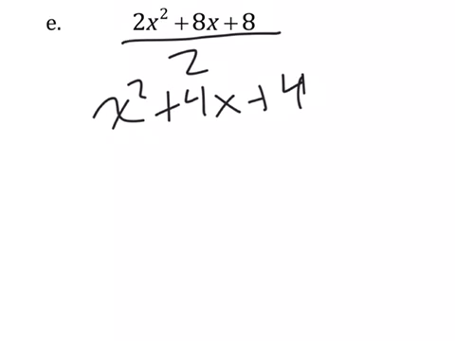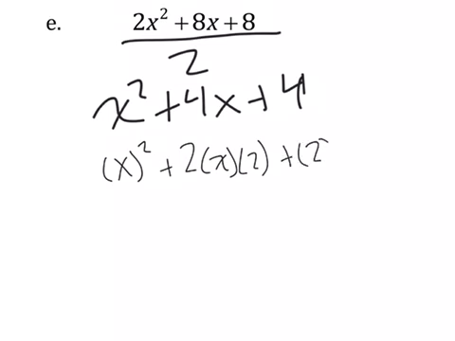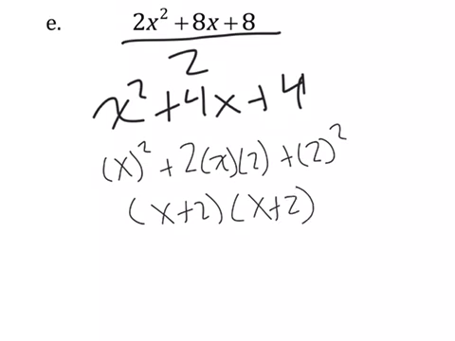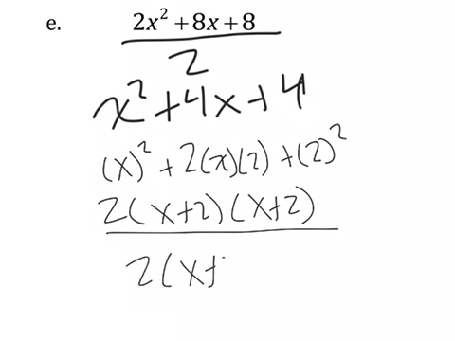This is going to be one of those perfect square trinomials where my a term of x is being squared. This is going to end up being 2 times my a term and b term, and then 2 being squared again. So I'll end up with x plus 2, x plus 2, and then I need to put both of those multiplied by 2 as well. So your final expression is going to be 2 times x plus 2 times x plus 2, or 2 times x plus 2 squared.